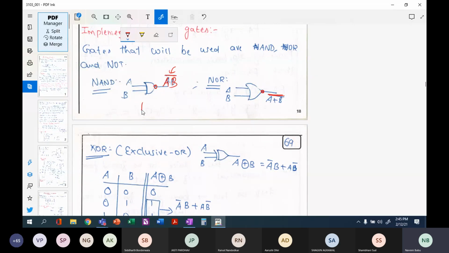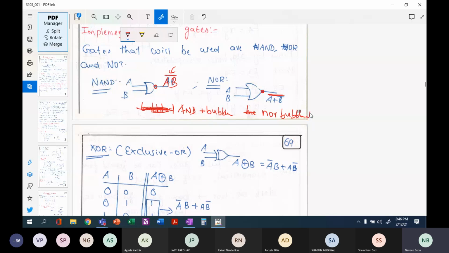Similarly, this bar has come because of this bubble. This is nothing but a bubbled AND. No, I should not say bubbled AND. I should say AND bubbled. Similarly, here it is NOR, OR bubbled. See, there is a difference.